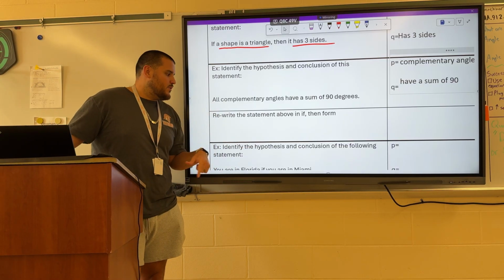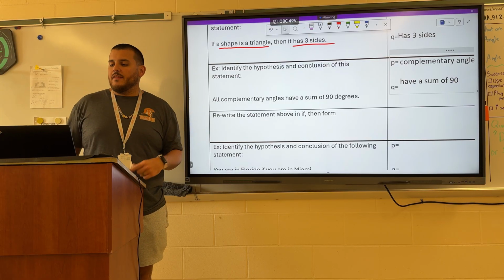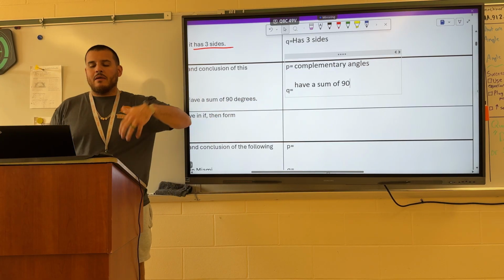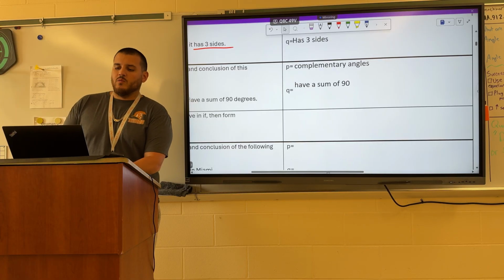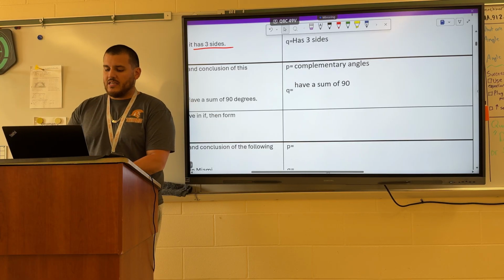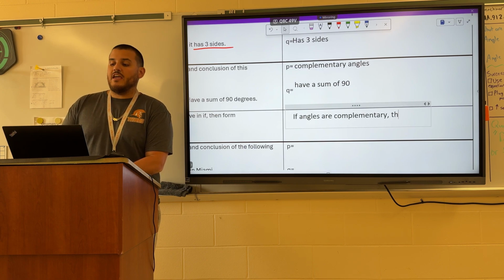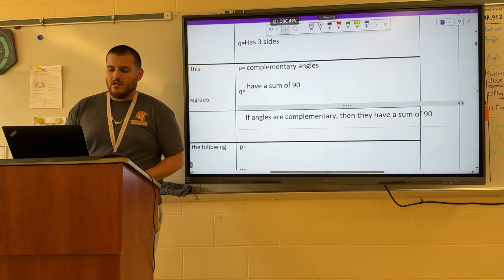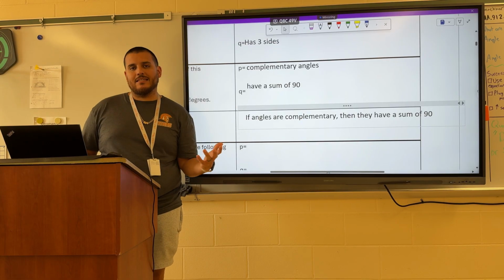In the next example here, we're asked to rewrite this statement in if-then form. And this is where we can literally just take that hypothesis and conclusion and just make it make sense grammatically in a sense. So we obviously wouldn't say if complementary angles. We would say something like if angles are complementary, then they have a sum of 90 degrees. That would be rewriting that statement in if-then form, making it a conditional statement.